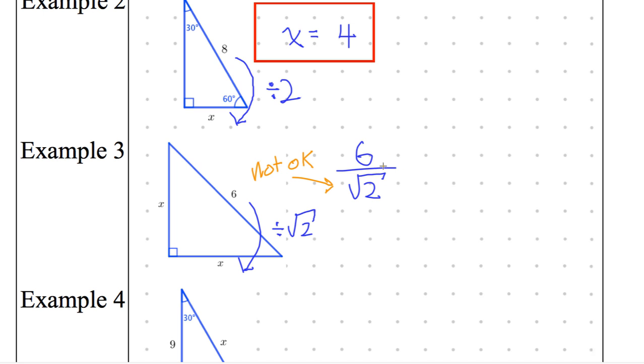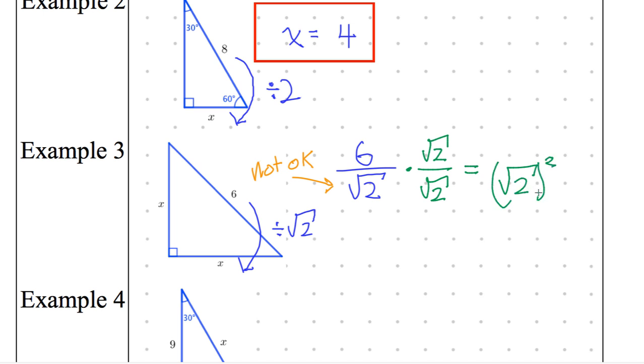6 divided by square root of 2 is not okay. In order to rationalize the denominator, we need to multiply by square root of 2 over square root of 2. I'm still multiplying by 1 here. This will make sure the denominator is not square root of 2. Square root of 2 times square root of 2. Does anyone know how to simplify this one for us? It's not 1, it's square root of 2 squared.